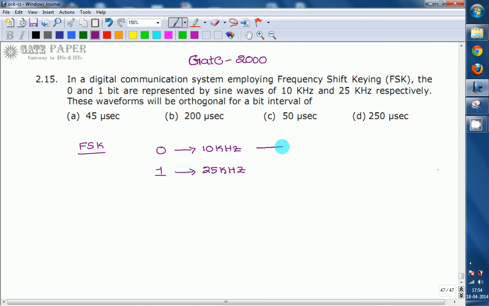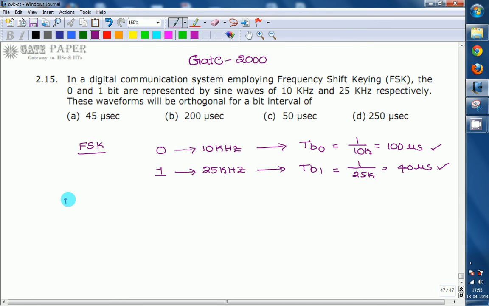If the frequency is converted into time duration, the time duration for the 0 bit, TB0, is 1 by 10 kHz, which equals 100 microseconds. Similarly, the bit duration for the 1 is 1 by 25 kilohertz, which is 40 microseconds. These are the durations corresponding to the two sine waveforms with frequencies 10 kHz and 25 kHz respectively. Here we have to find the interval where these two waveforms are orthogonal.